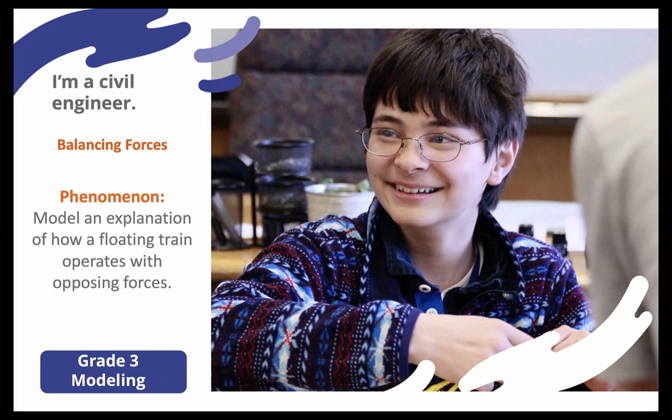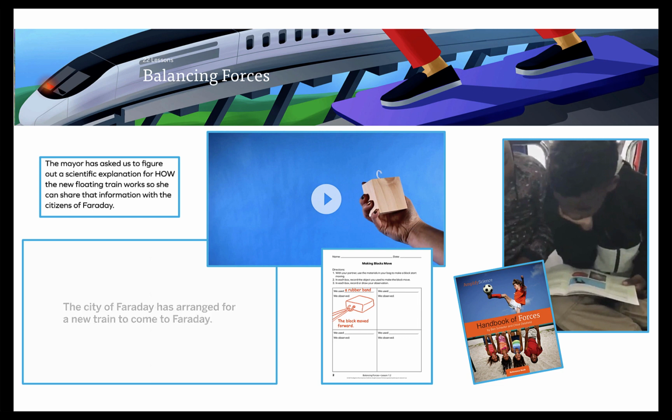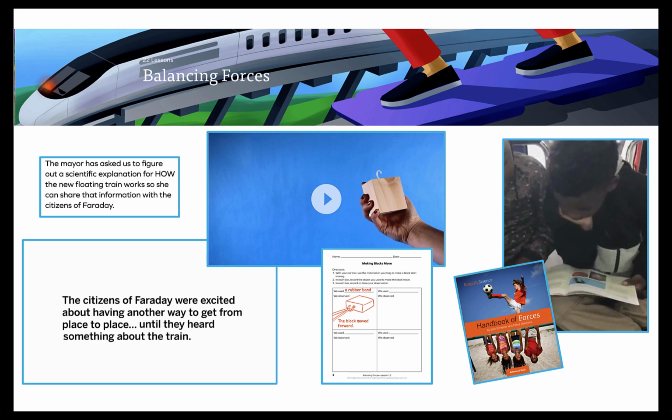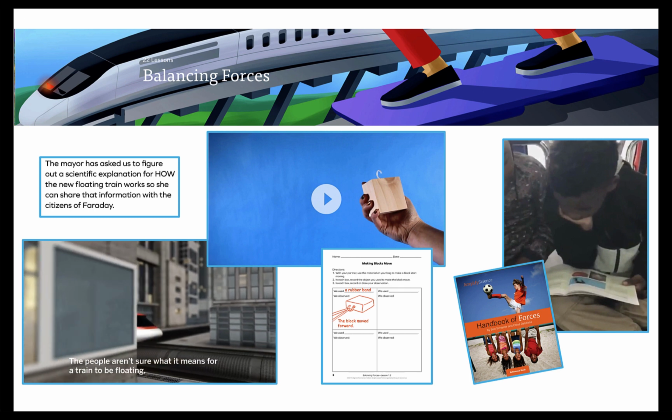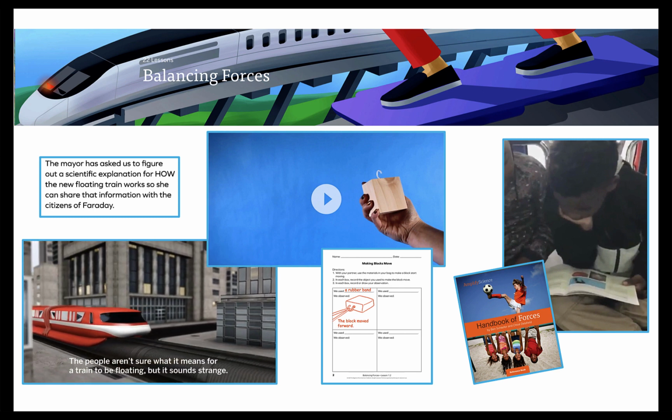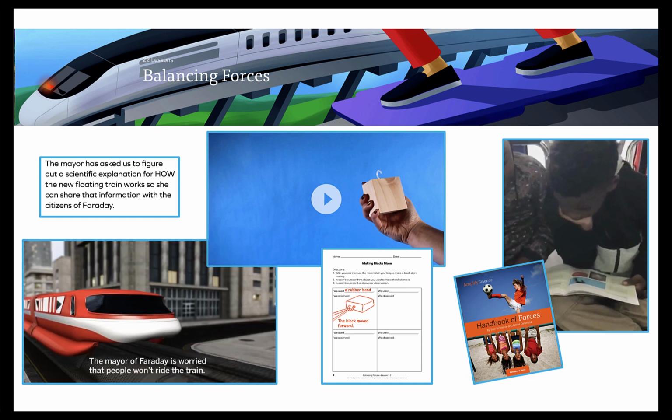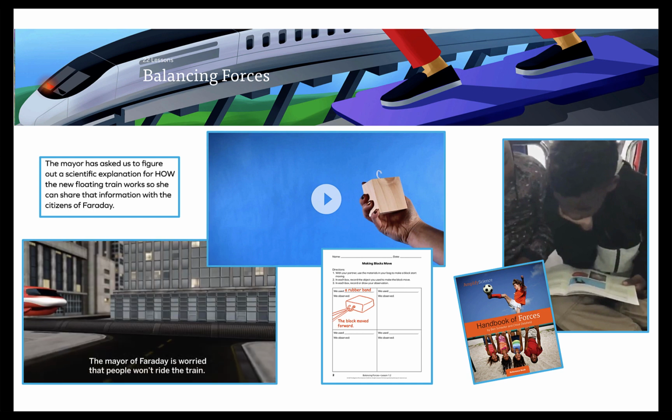So in grade 3, students are going to try to figure out how a floating train works. This is going to be my model unit for today's lesson. I'm a civil engineer, and this magnetic levitation train has come to our town. The city of Faraday has arranged for a new train to come to Faraday. The citizens of Faraday were excited about having another way to get from place to place, until they heard something about the train. It's a floating train. The people aren't sure what it means for a train to be floating, but it sounds strange. The mayor of Faraday is worried that people won't ride the train. She needs our help.